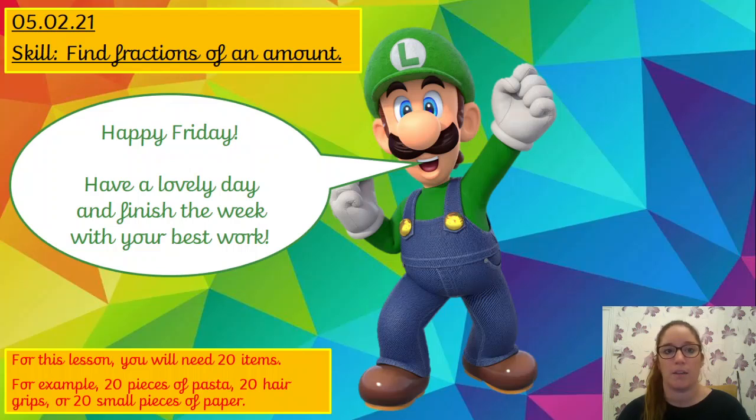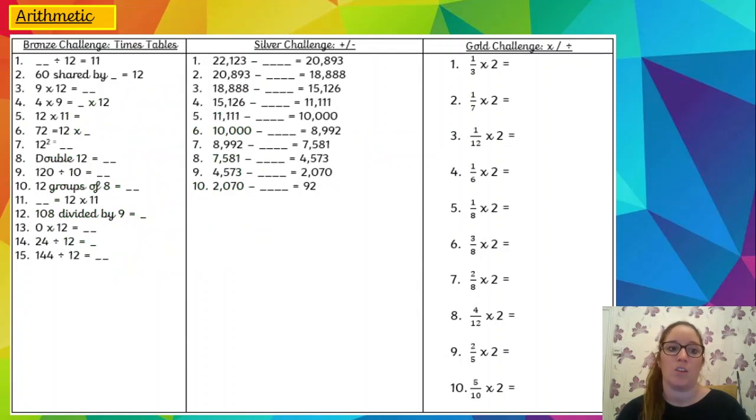So let's start your arithmetic. Your arithmetic today, you've got 12 times tables for your bronze. Silver, you've got subtraction. And for your gold, you've got fractions for the first time. Obviously we've done these before, but your first time in your arithmetic. And just remember to multiply fractions, we're just multiplying the whole number by the numerator. Denominator stays the same. Okay, good luck with those. Take your time and come back when you're ready for the answers.